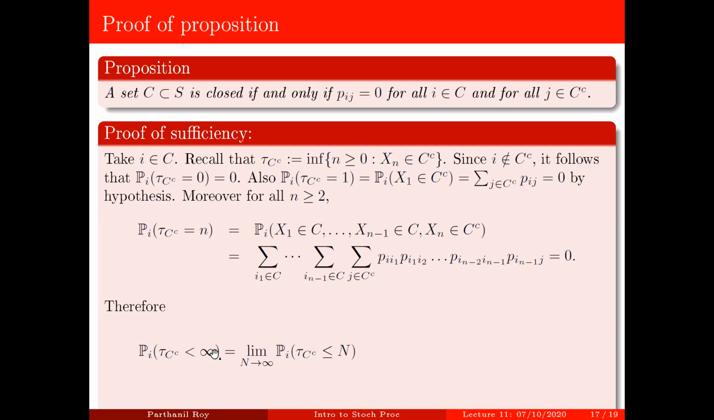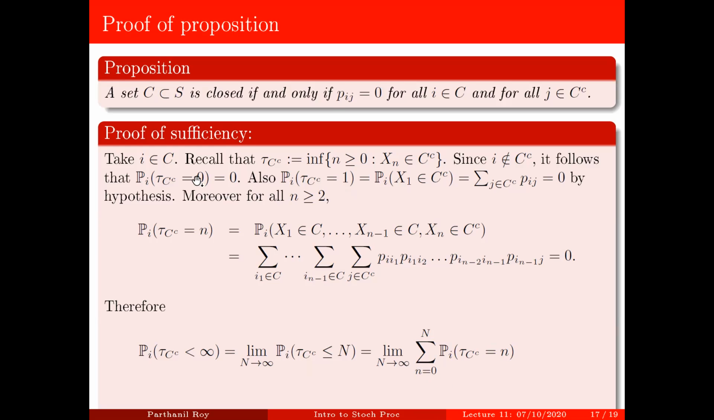This probability is nothing but the limit as n goes to infinity, starting from i, of the probability that tau of C complement is less than or equal to n. Of course, because these events are increasing and they increase to this event here. So this probability increases to this probability. Now note that this probability is nothing but the sum of the probabilities that tau of C complement equals k, where k runs from 0 to n. Each of these terms here is actually 0. We have just proved it.